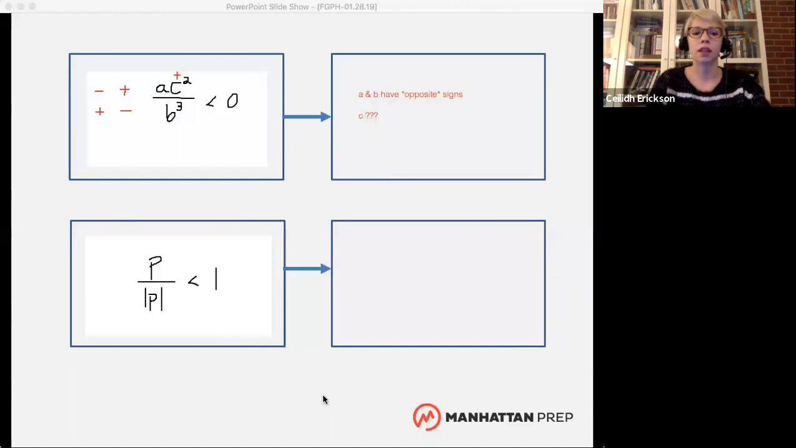All right, this one down here is a little sneaky. Another way that they often test positive, negative concepts is with absolute value. So that's what I was going for there. If you couldn't quite tell from my handwriting, that was the absolute value of P in the denominator there. So what do we know about absolute values?